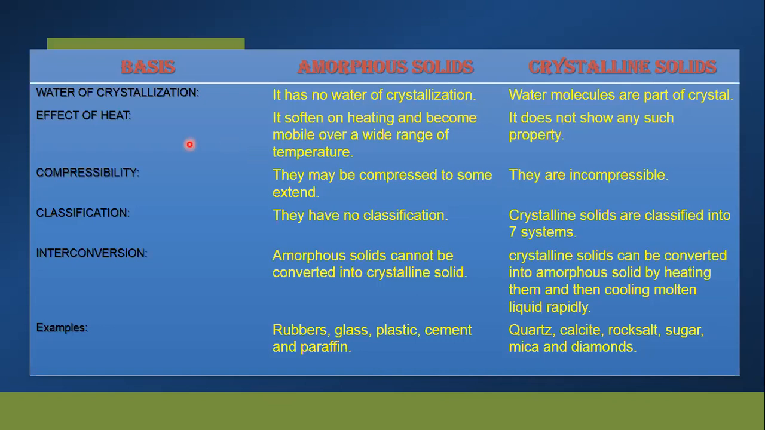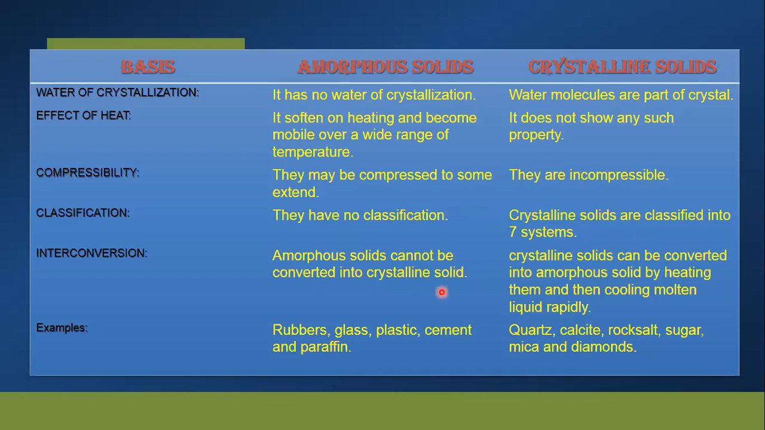The next is effect of heat. Amorphous solids soften on heating and become mobile over a wide range of temperature, while crystalline solids do not show this property. Amorphous solids may be compressed to some extent, but crystalline solids are totally incompressible. Amorphous solids have no further classification, while crystalline solids can be classified into 7 more systems.